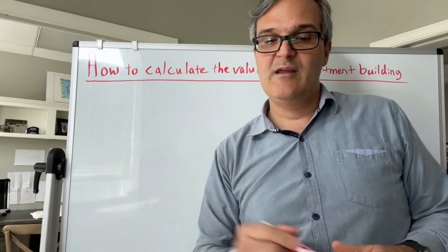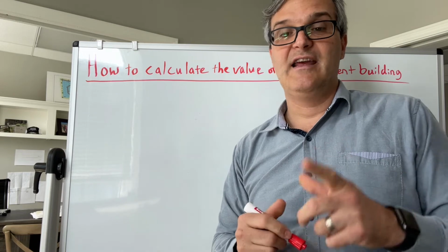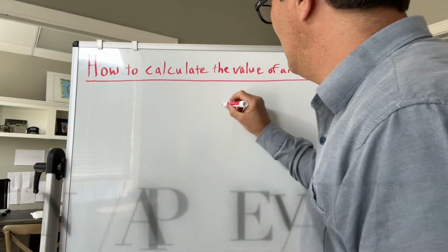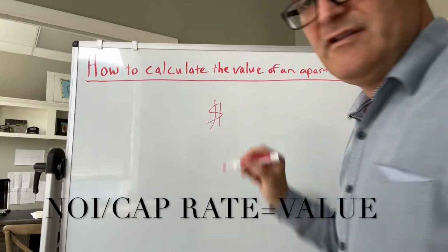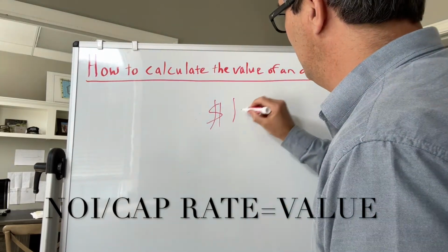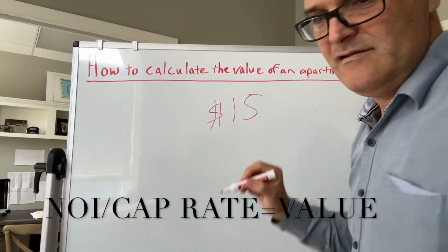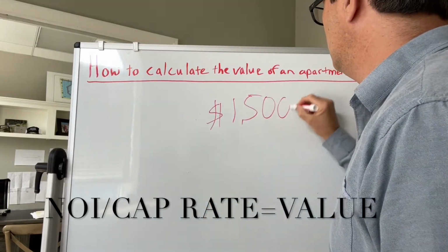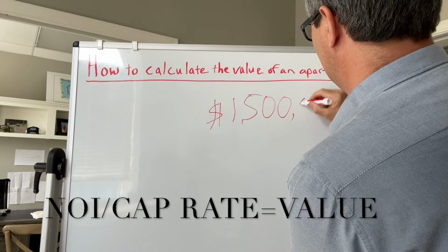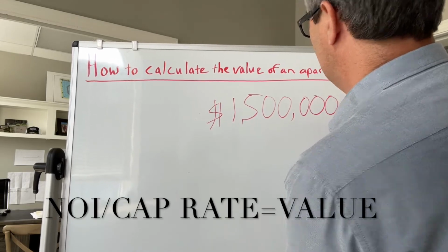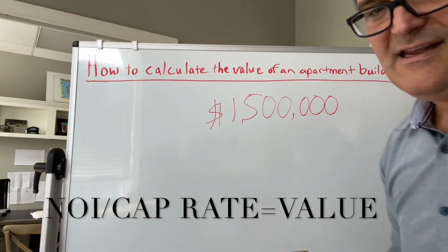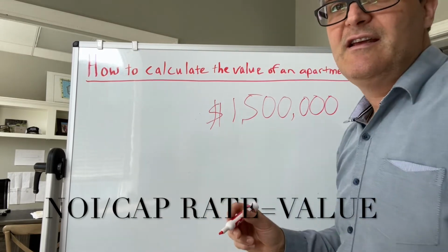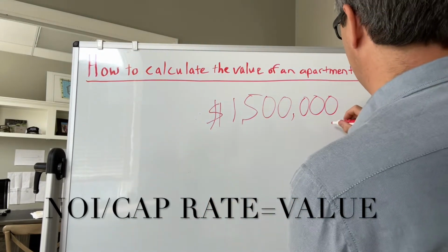So let's say the property you're looking at has an NOI of $1,500,000. So you're going to take that, and we're going to assume that the cap rate is 3.5%.